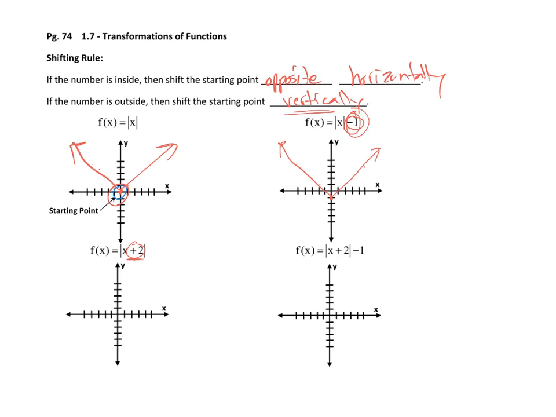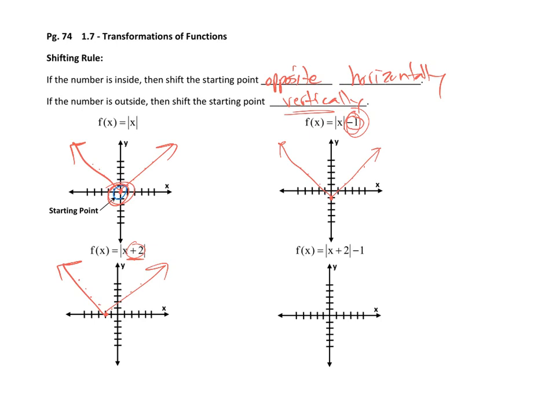So here I'm going to take my starting point. I was originally at 0, 0, and I'm going to move it to the left 2 units. And I'm going to do that with every other point. So here I am now with my little graph. All right, that's where it ends up.